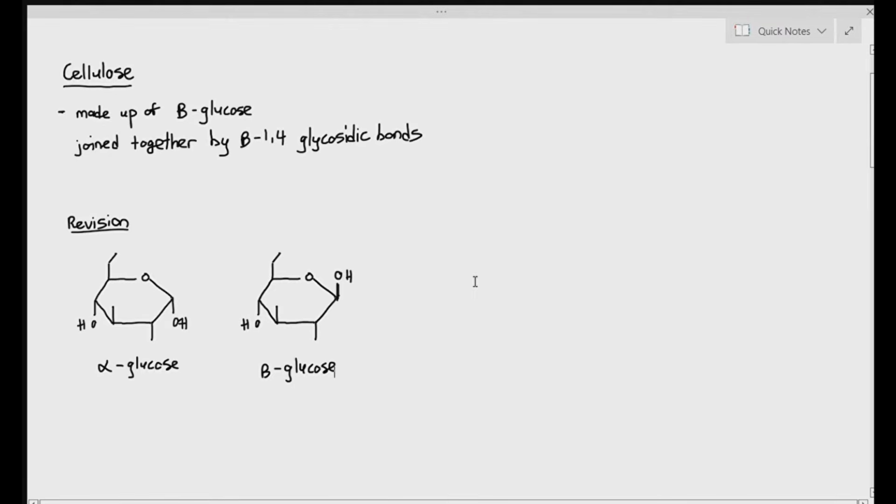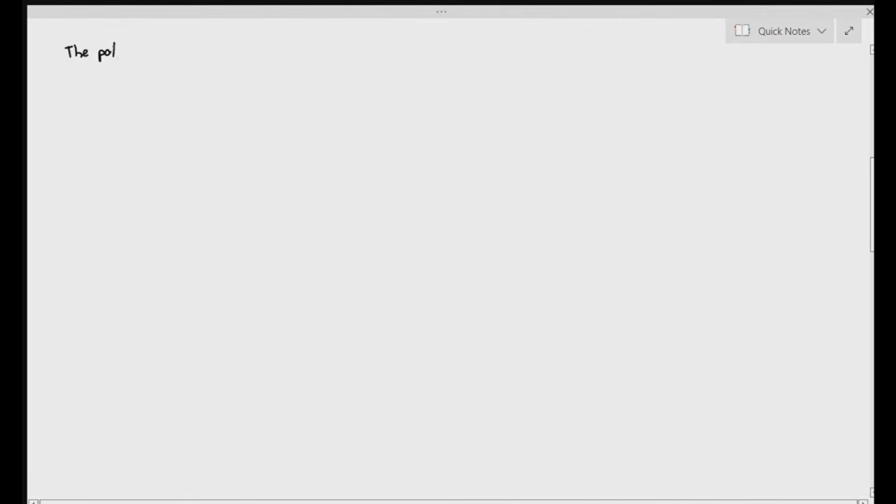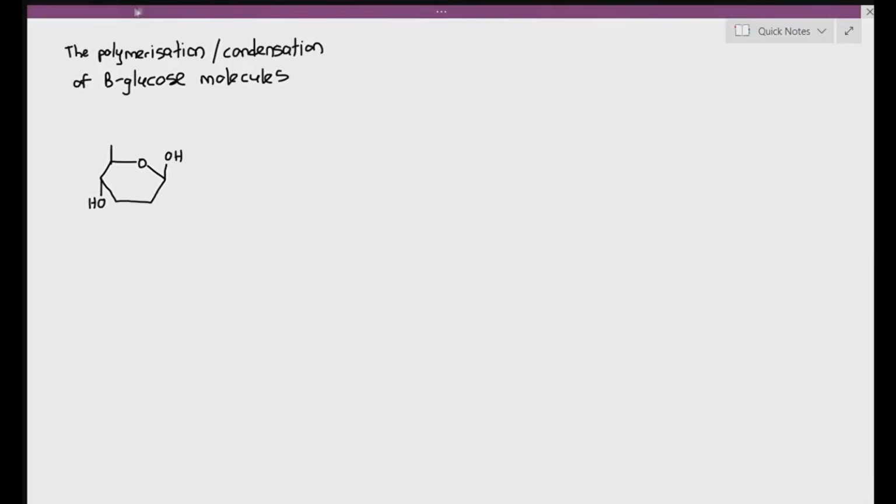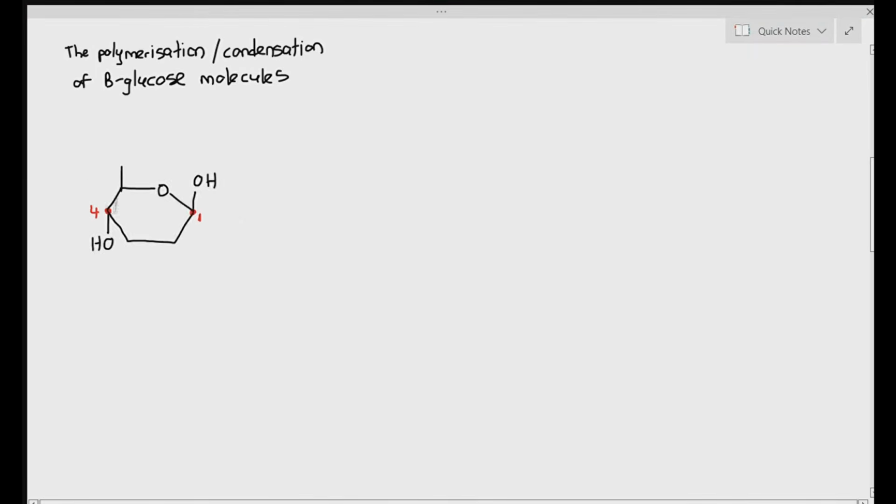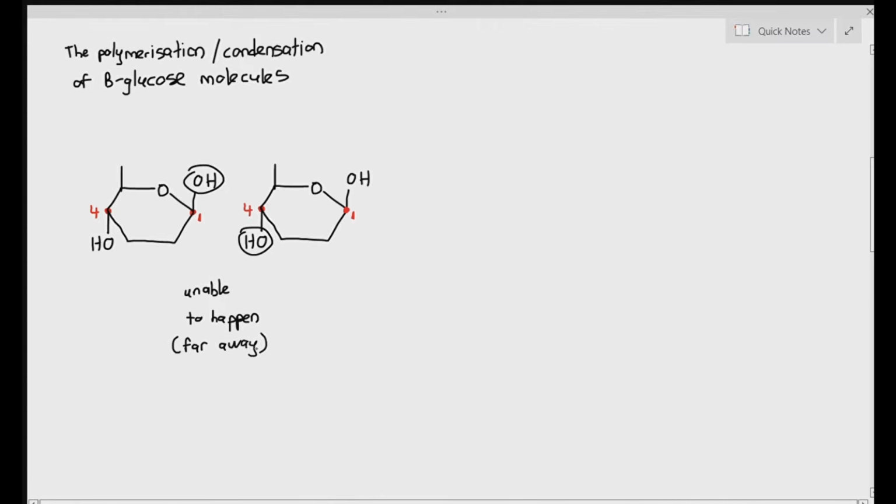Let's look at this. So I told you that to polymerize beta-glucose molecules together involves a process known as condensation. So what we have right now is two beta-glucose molecules. The problem right here is they cannot form the beta-1,4-glycosidic bonds. The reason is because, as you can see, the OH groups are quite far away. So the solution to this is pretty simple.